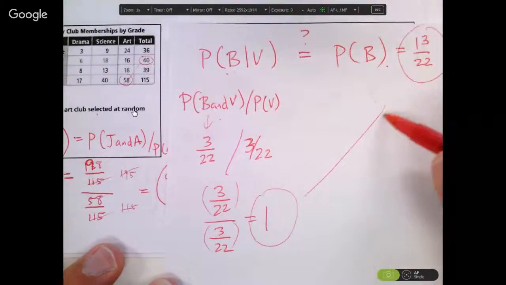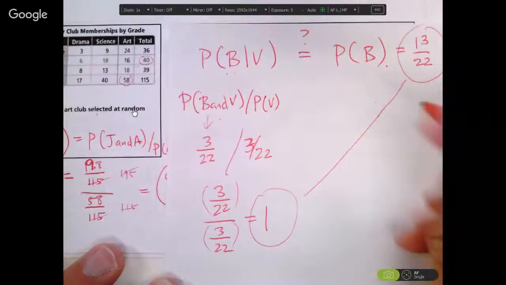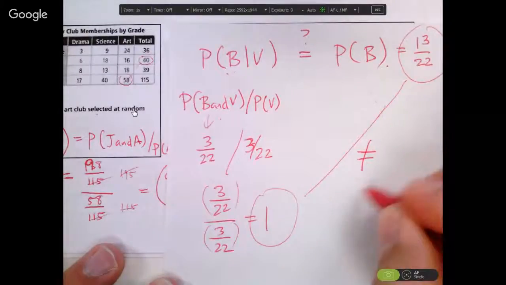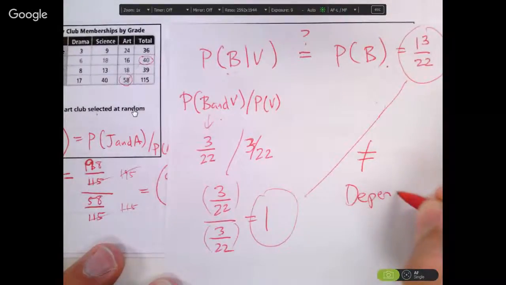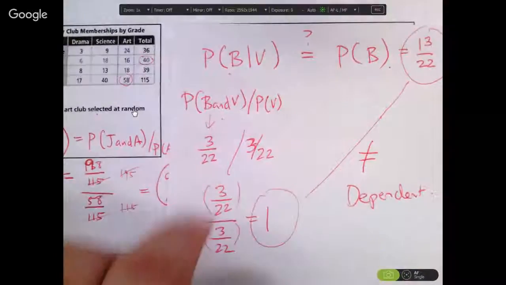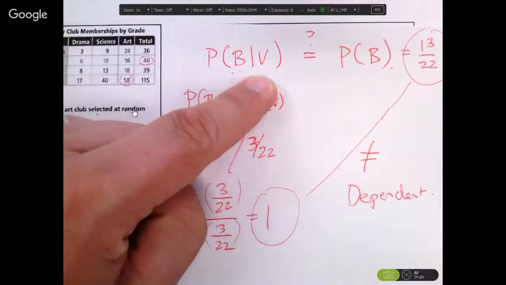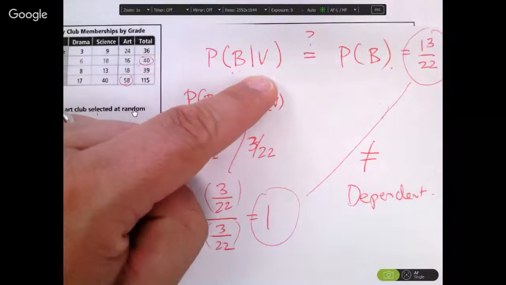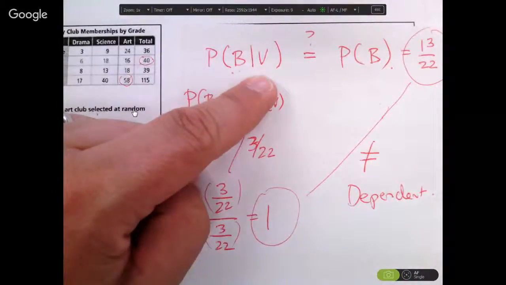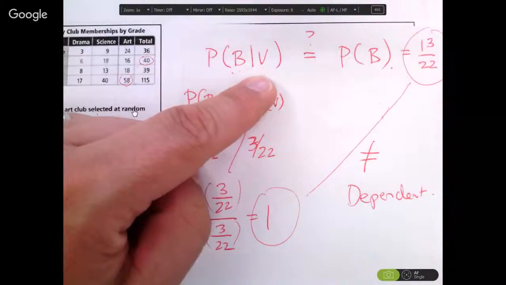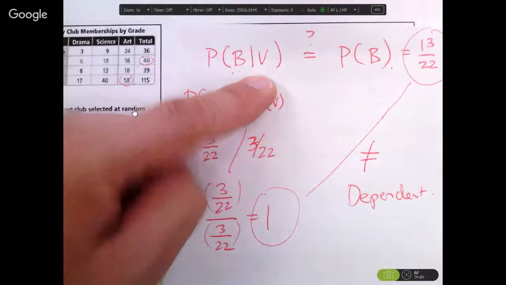So here's the question. Are those equal? No. So not equal means what? Not equal means dependent. I told you guys. So what it's saying here is that V is affecting whether it's black or not. If you pull a van out of the lot, is it going to affect what color it is? Yeah, because there's only one color. It's going to affect it. So in this situation, it's dependent.